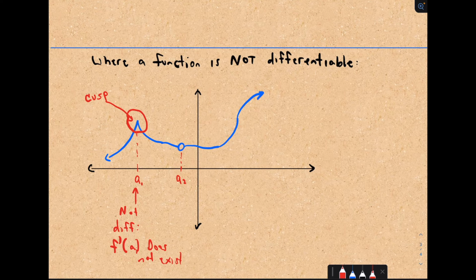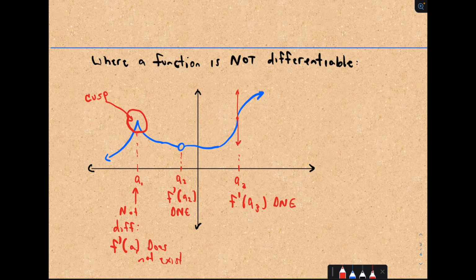And then another place where a function is not differentiable, suppose the tangent lines are getting steeper and steeper and steeper, maybe positive or negative, and at one point on the graph, that tangent line is vertical. Well, if that happens, again, at that x-coordinate, we would say that the derivative does not exist. So f prime of a sub 2 does not exist, and we would say f prime of a sub 3 does not exist.